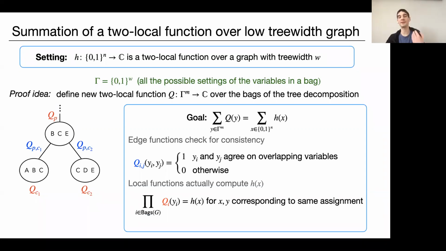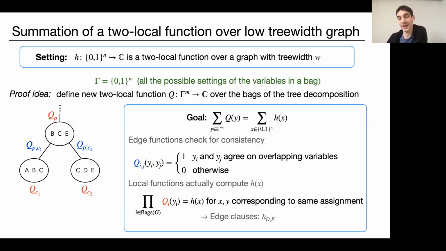And so now all we have left to do is to put in the information of h into this new two local function Q. And the way that we're going to do it is, recall that h is a product of vertex clauses and edge clauses. And so for each one of these clauses in the two local function h, we're going to associate it with one of the bags of the tree decomposition. So let's see how that might look. Well, let's take a vertex clause of the two local function. We know that every vertex must appear in some bag of the tree decomposition. So there'd be some bag of the tree decomposition, which we can associate this vertex clause with.